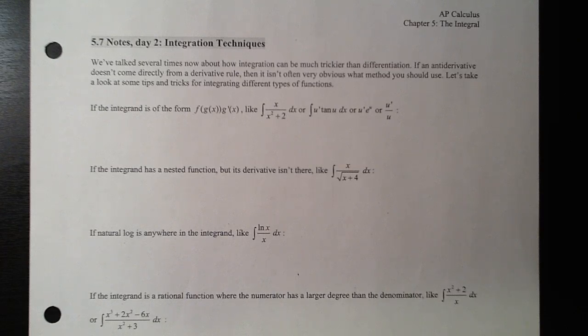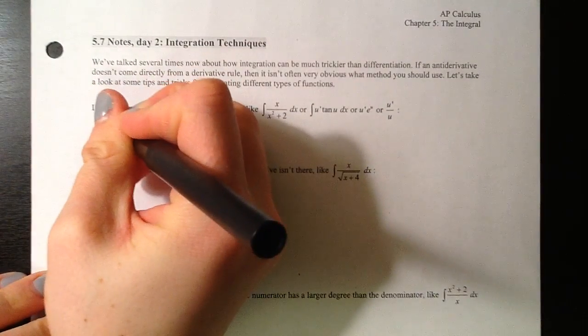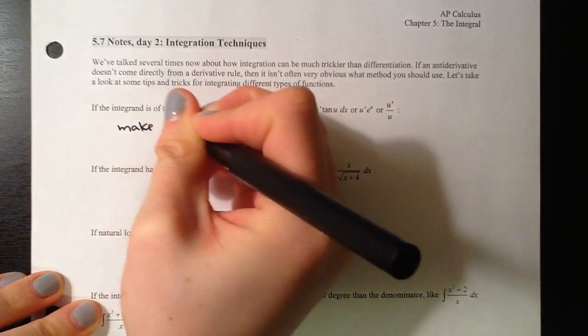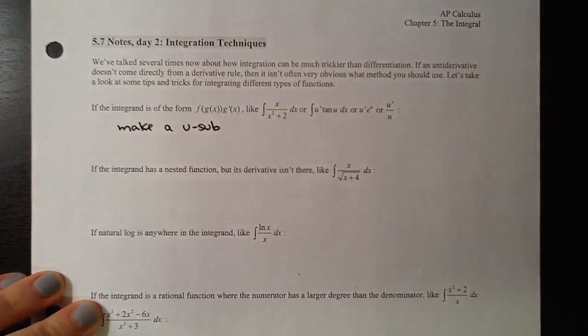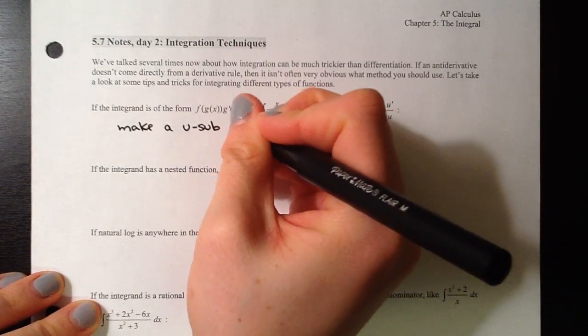Like, we show these two, so there's an x squared plus 2 in the denominator, and the derivative of x squared plus 2 is 2x, and we've got a constant multiple in the numerator there. Or maybe you have tangent u with u prime somewhere in there, or e to the u with u prime in there somewhere, or 1 over u with u prime in there somewhere. If you see a nested function and you see a constant multiple of its derivative somewhere in the integrand, we do what we've been doing for the last couple of days. You make a u substitution and balance the coefficients if necessary.